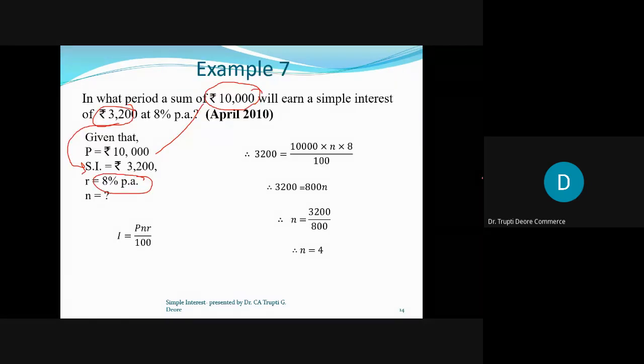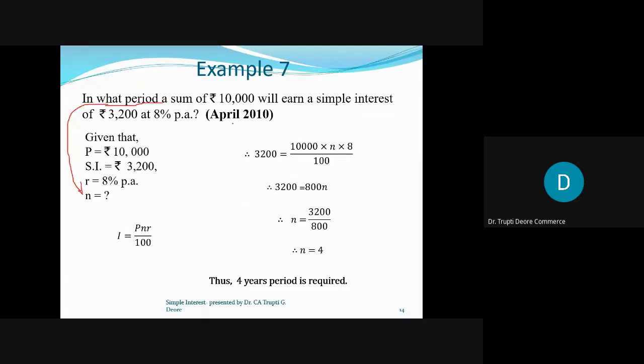Okay, for Poonam, I will just explain the previous sum. 10,000 is given, right? In what period a sum of 10,000 will earn a simple interest? So in what period they have asked? So we have to calculate n. So n is question mark. Then a sum of 10,000 will earn. It means we have invested 10,000 right now. So it becomes the present value, that is P. Earn a simple interest of 3,200. So this amount is given as a simple interest, not the amount. And the rate is at 8%.